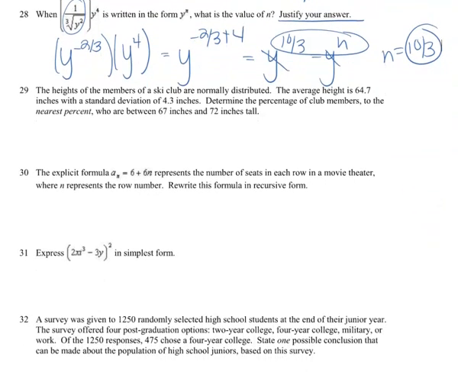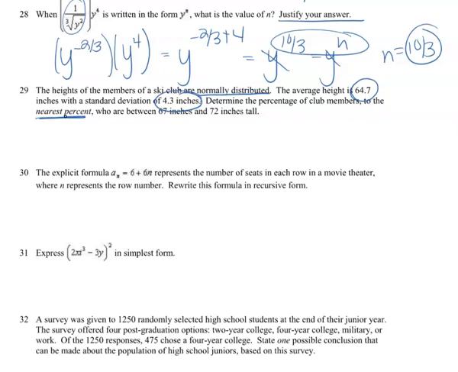The heights of members of a ski club are normally distributed. The average height is 64.7 inches with a standard deviation of 4.3 inches. Determine the percent of club members to the nearest percent, so that's whole number, who are between 67 inches and 72 inches.